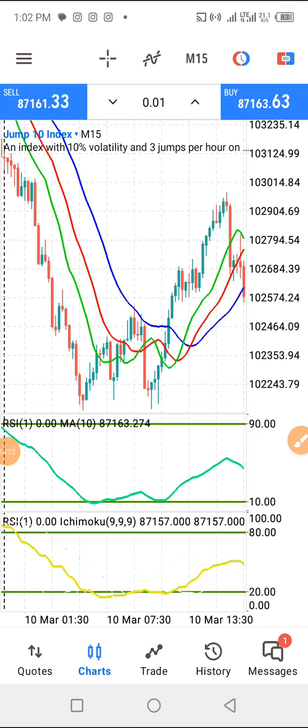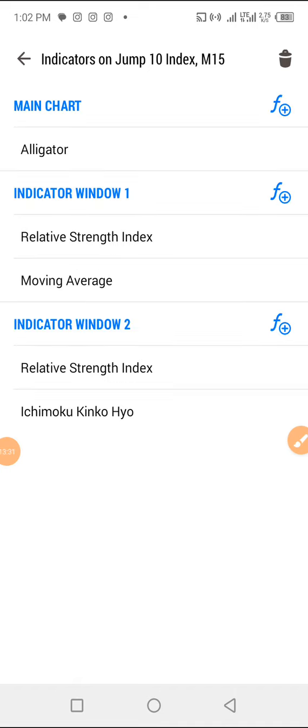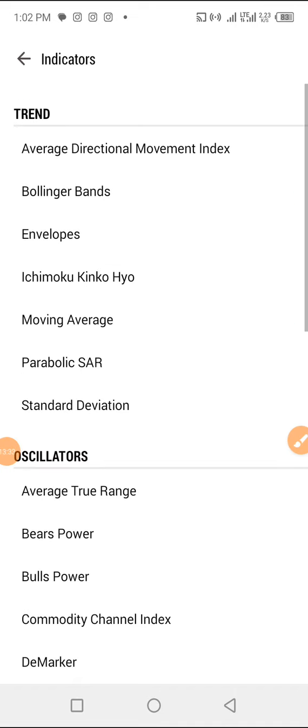I think I shared this strategy where I talk about the ADX. So let me show you something. Going back to my indicator, I'll add something to indicator 1 and indicator 2, so that this strategy is not reliable only for the jump index; you can add an indicator to also use it on the boom and crash market. The indicator is called the average directional movement index.